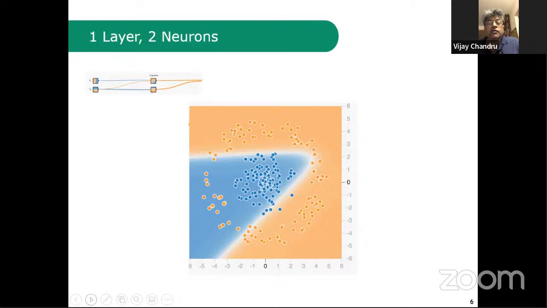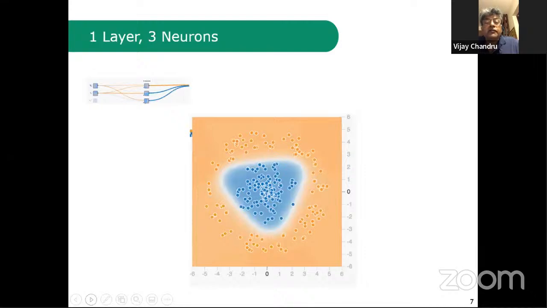Now, if you were to put two neurons, this is still a single layer, you have two neurons. Now you're combining their inputs. Instead of separating with a hyperplane, you can separate with this kind of a curve, right? And now you see it gets slightly better at separating the blue and the orange points, but there are still some orange dots left in the blue region. So it's doing a pretty good job of capturing the blue dots, but it has not separated out the orange dots entirely. Can we go to the next, please?